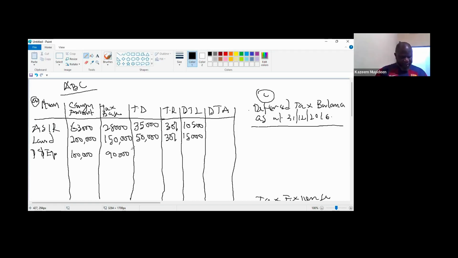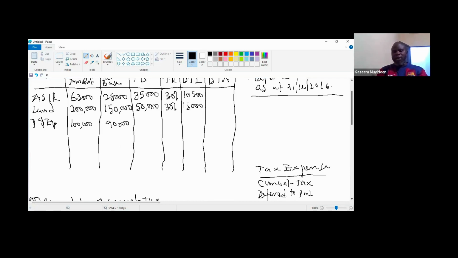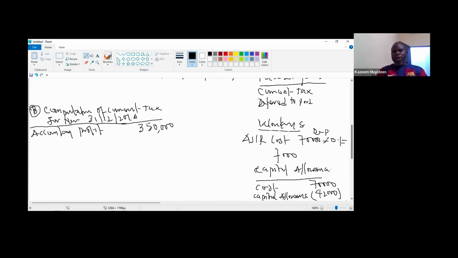The balance in respect of the plant and equipment is after allowing for depreciation of 12,000 for accounting purposes and 10,000 for tax purposes. Why are they giving me this information? Because they know I'm going to calculate current tax, and depreciation is a disallowable expense. Let me go and put it in my working.